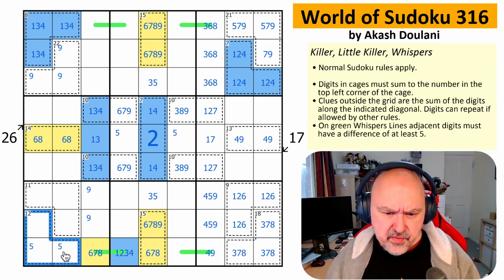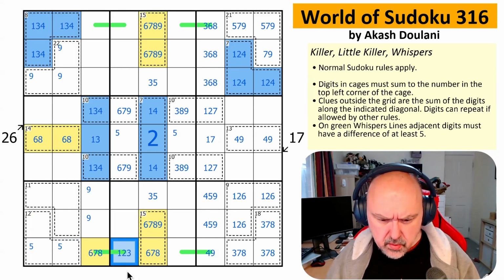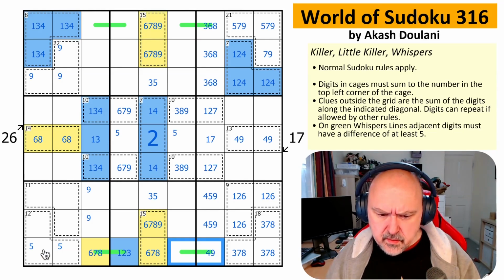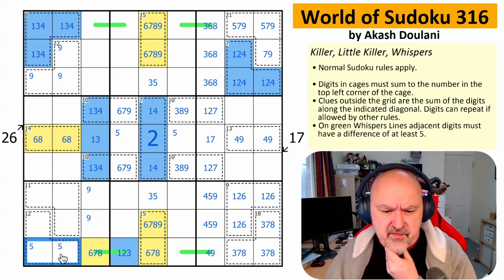Now, I do know that 3 and 4 need to go in here. This can't be 4 anymore, because if this is 4, this would be 9, but 9 is over here. Hang on, does this need to be 4, 9 now? No, because I could put 4, 5 over here.